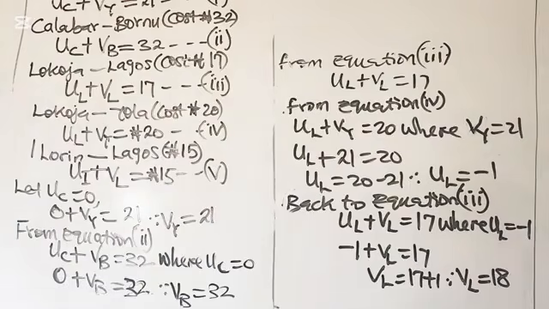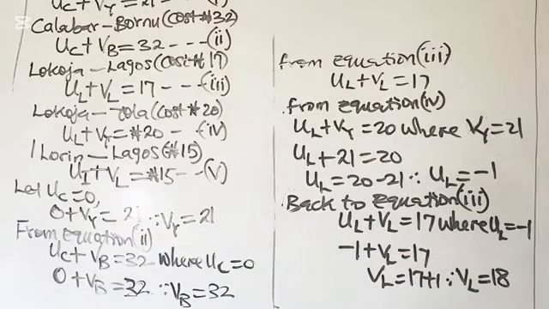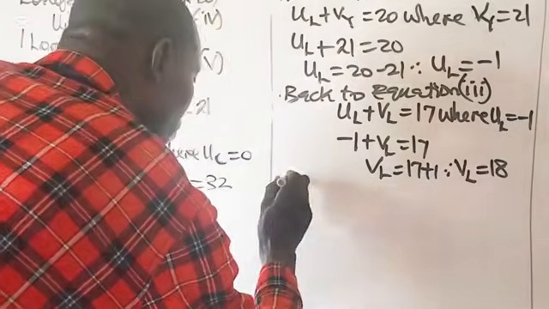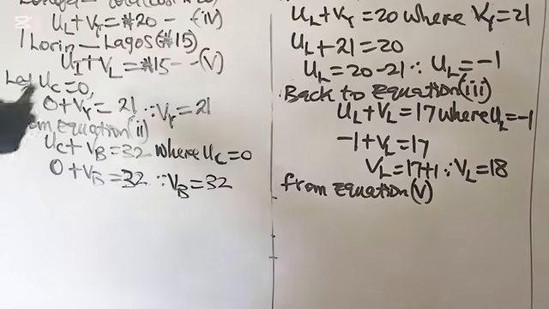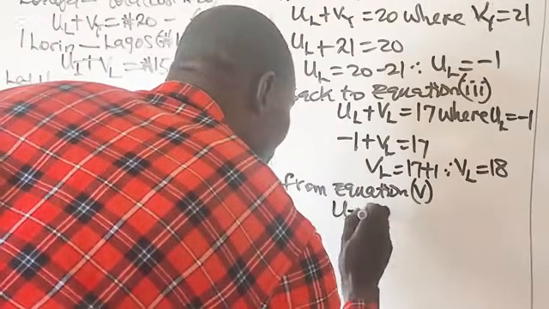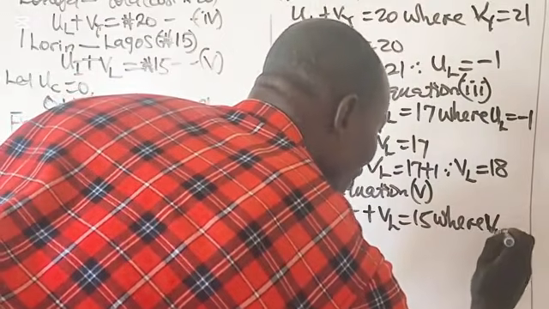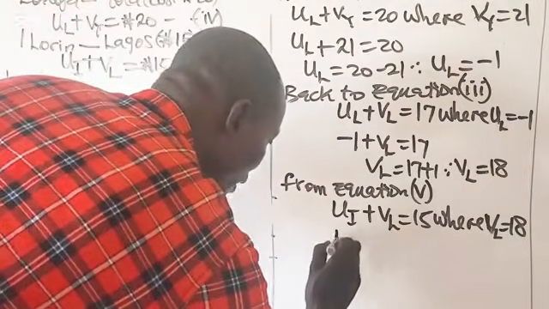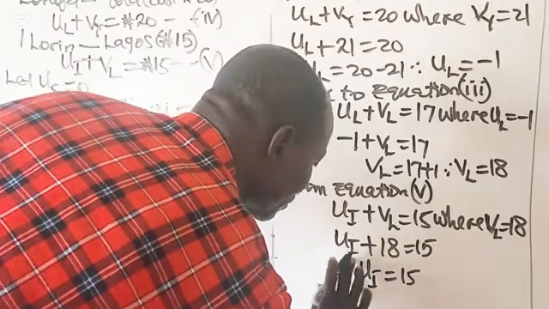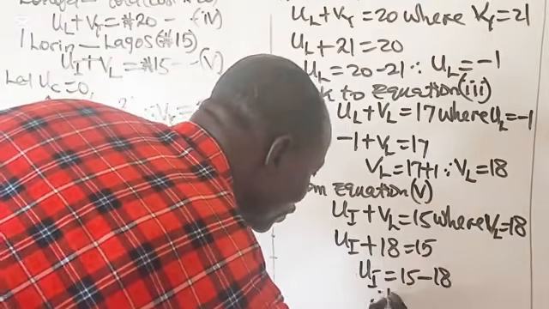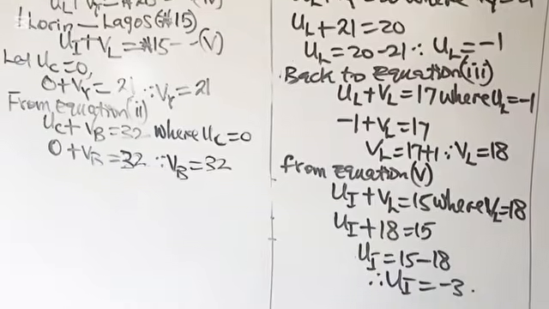So now the next thing is to proceed to equation 5. We know VL, so we are only left with UI. So we want to solve for UI in equation 5. Equation 5 is UI plus VL equal to 15, where VL equals 18. Substitute that 18 for VL, you have UI plus 18 equals 15. Therefore, UI equals 15 minus 18. Therefore, UI equals minus 3. So we have gotten the value of UI to be minus 3.